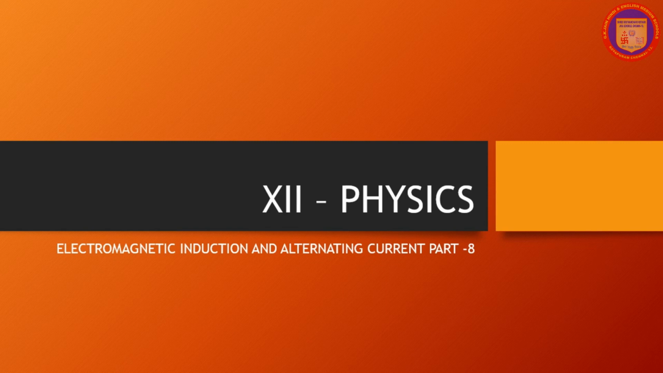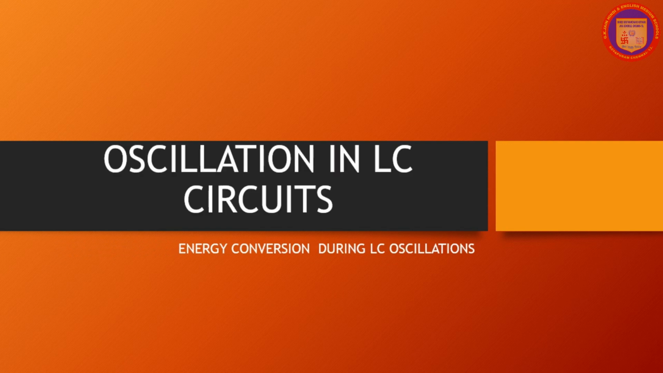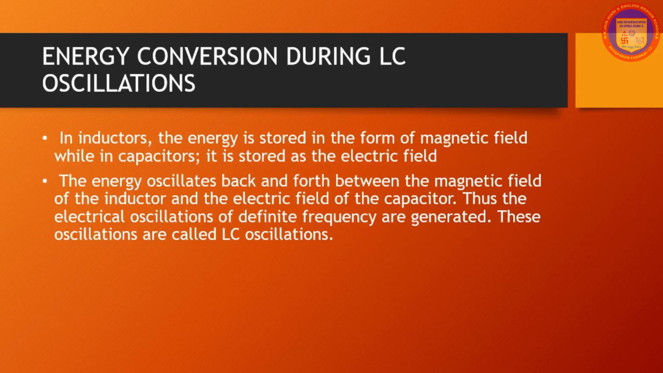Electromagnetic induction and alternating current, part 8. Oscillation in LC circuit. Energy conversion during LC oscillations. In an inductor, the energy is stored in the form of a magnetic field, while in a capacitor it is stored as an electric field. Whenever energy is given to a circuit, the energy oscillates back and forth between the magnetic field of the inductor and the electric field of the capacitor. Thus, electrical oscillations of definite frequency are generated. These oscillations are called LC oscillations.